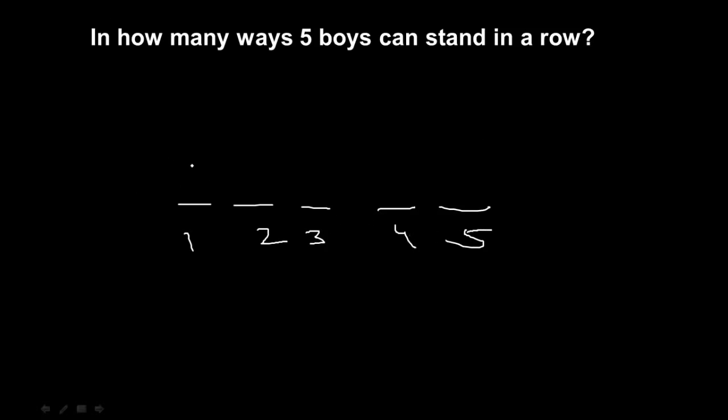So in how many ways can a boy come on the first position? 5 ways, because there are 5 boys, right? So the first position can be assigned to any of the 5 boys. The second position can be assigned to any of the 4 boys, then any of the 3 boys, any of the 2 boys, any of the 1 boy. Yes, the answer is 5 factorial, right?